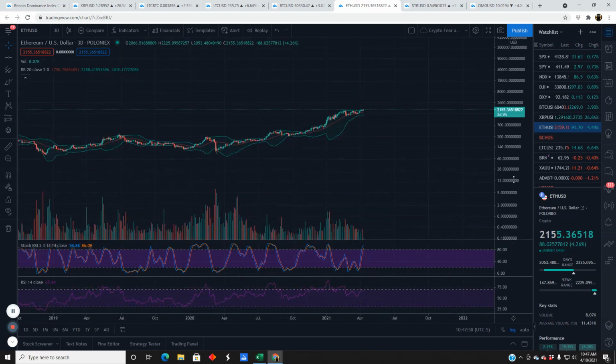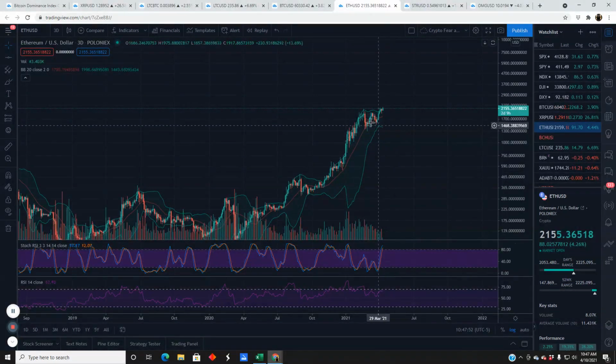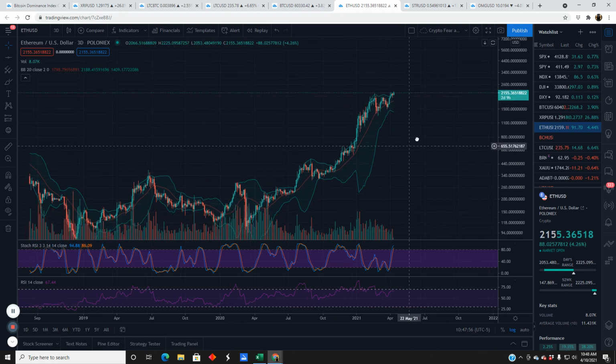Let's look at the 3-day. So 3-day had a consolidation phase. It's above the median line. The mouth is opening.